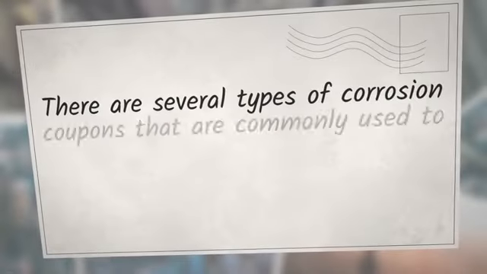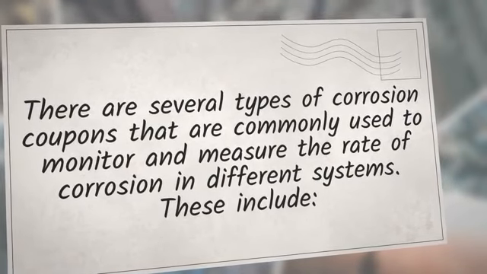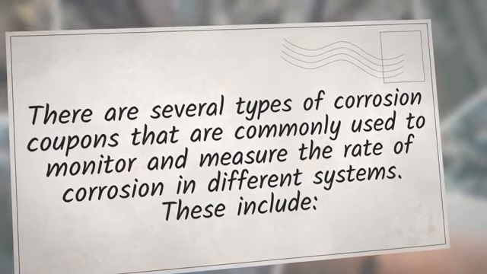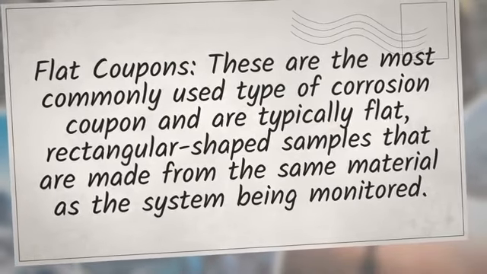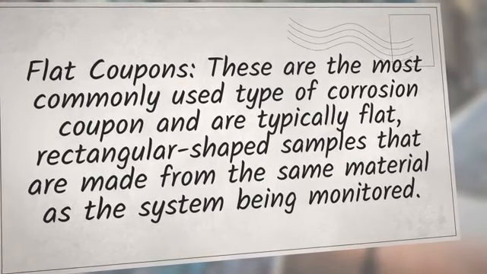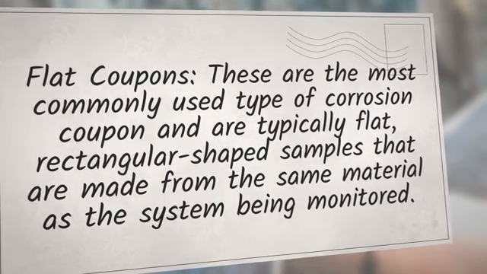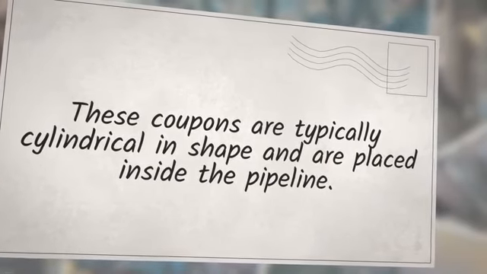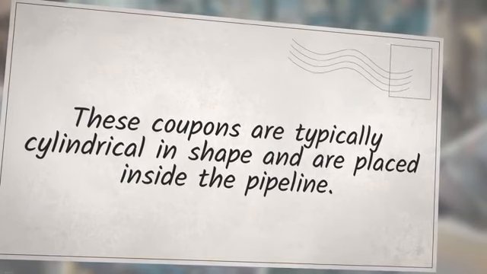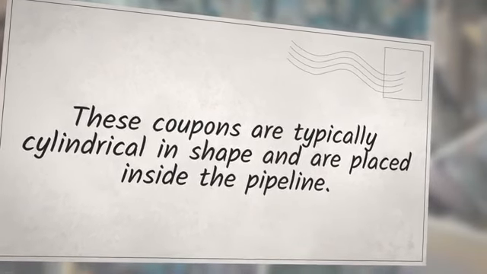There are several types of corrosion coupons that are commonly used to monitor and measure the rate of corrosion in different systems. These include flat coupons. These are the most commonly used type of corrosion coupon and are typically flat, rectangular shaped samples that are made from the same material as the system being monitored. Cylindrical coupons. Cylindrical coupons are used to monitor the corrosion rates of pipelines and other cylindrical structures. These coupons are typically cylindrical in shape and are placed inside the pipeline.